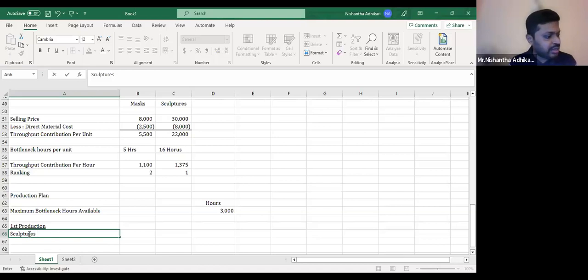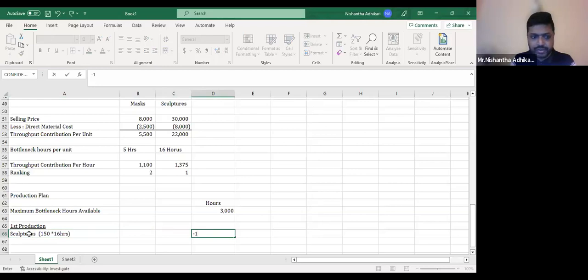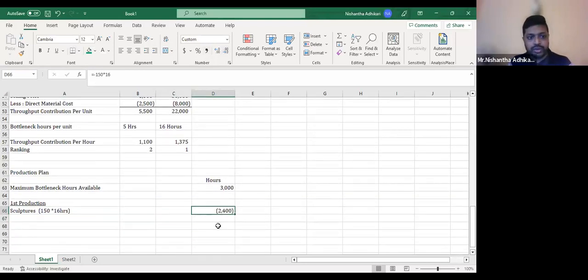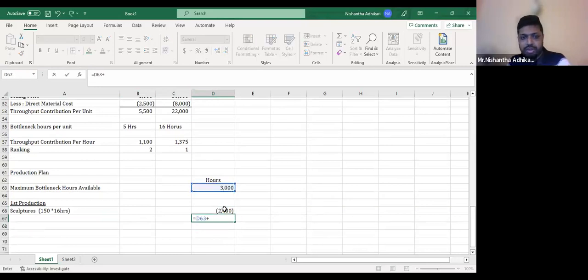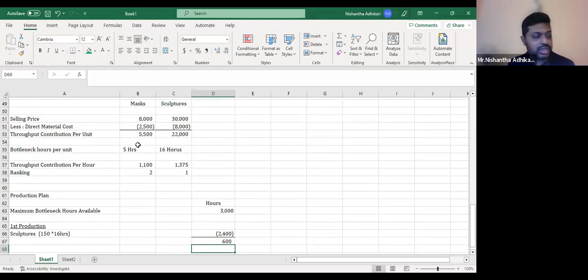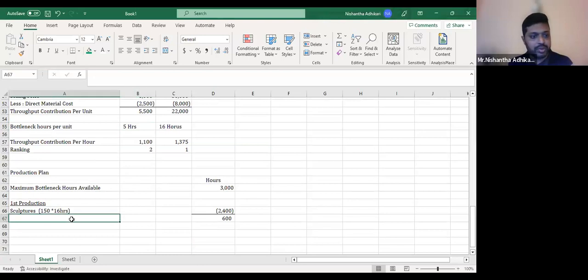Their maximum demand is 150 units, right? 150 units, each requires 16 hours. Then how much is it? That means 2,400 hours to be used. Balance 600 hours. If you look at mask, the total demand is 300 units. 5 hours into 300, 1,500 hours required, but not available. Therefore, the balance should be allocated.